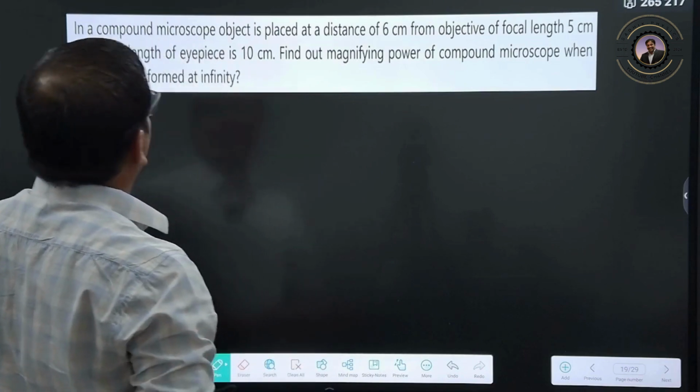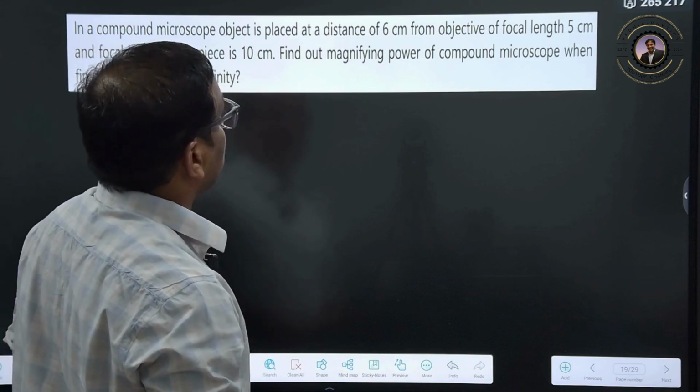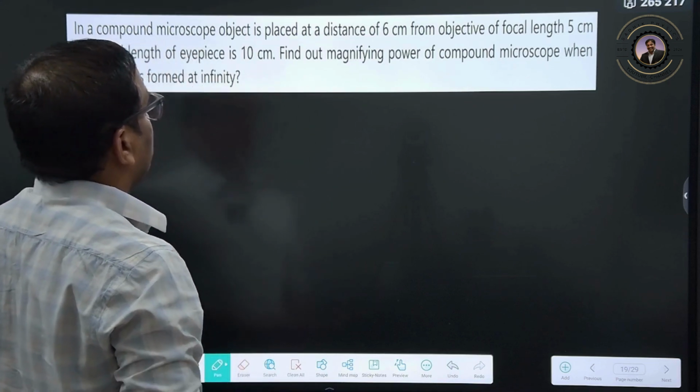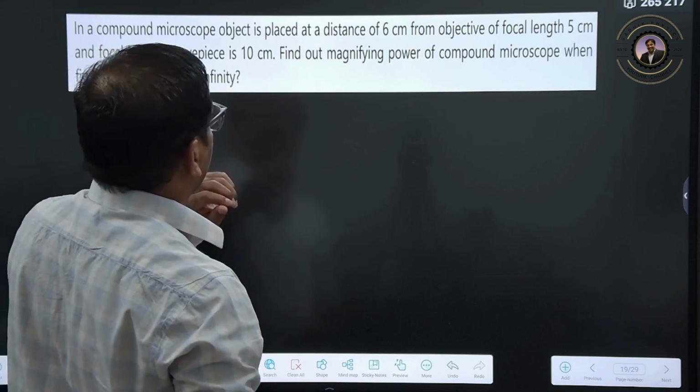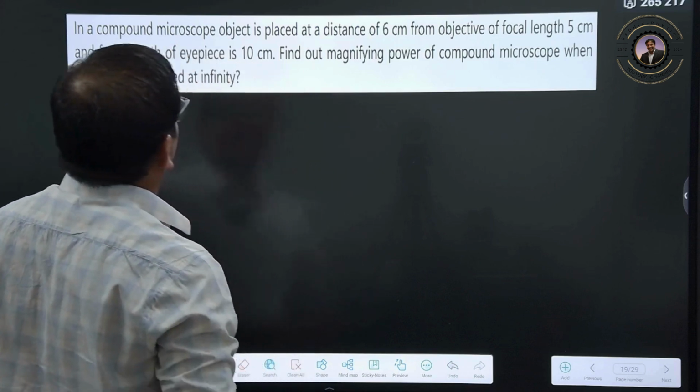In a compound microscope, the object is placed at a distance of 6 cm from the objective, whose focal length is 5 cm, and the eyepiece is 10 cm. Find out the magnifying power of the compound microscope when the final image is formed at infinity.